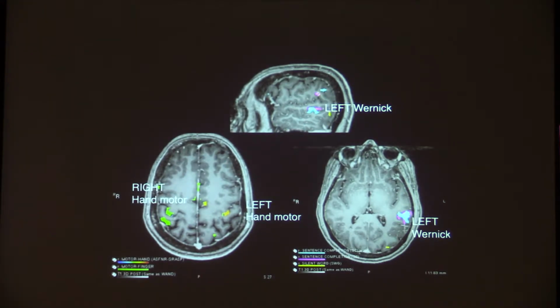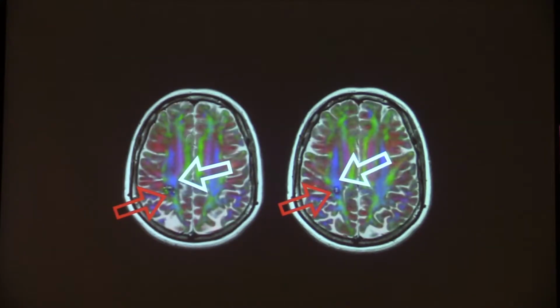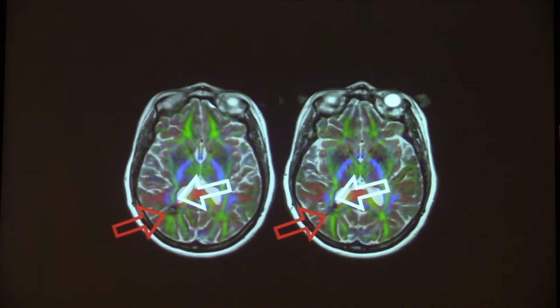And when we did our language test, it was strongly left lateralized. So based on the fMRI, there was no reason why he couldn't access the lesions. But again, we talked about this before, based on the DTI, he decided not to because there were some very important tracts that were really close to the lesions, like the corticospinal tract in white, and then the optic radiation there in white as well, and then the lesions you see in red.